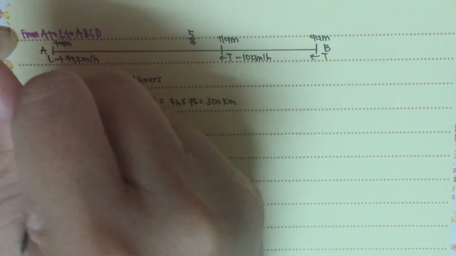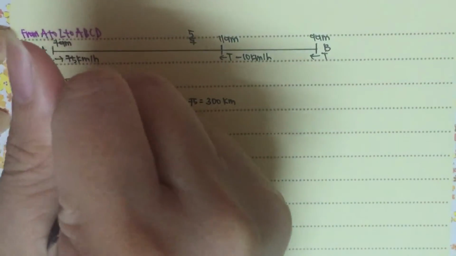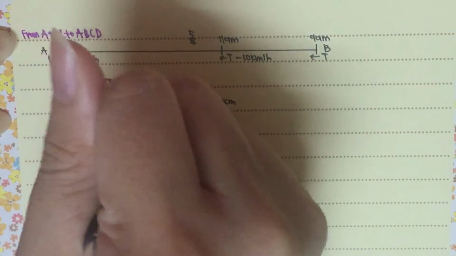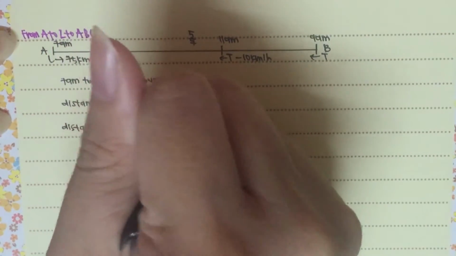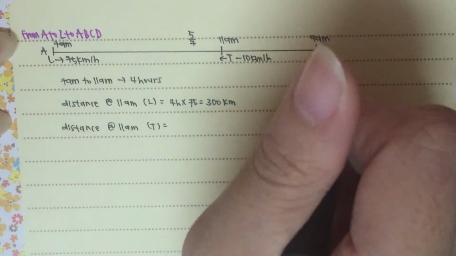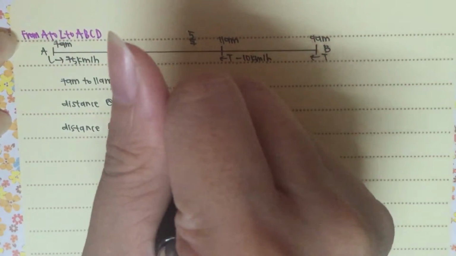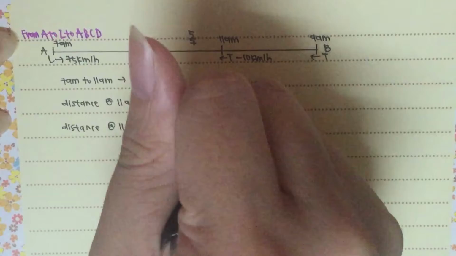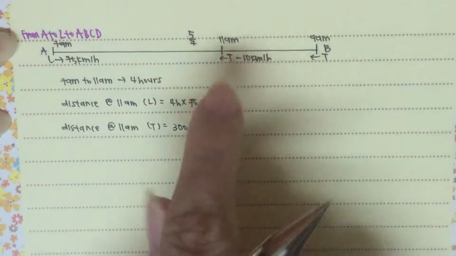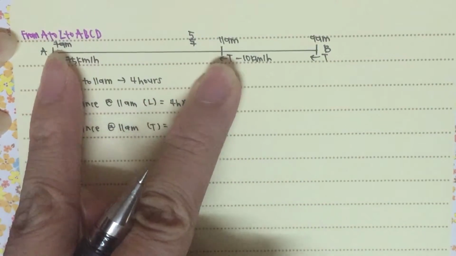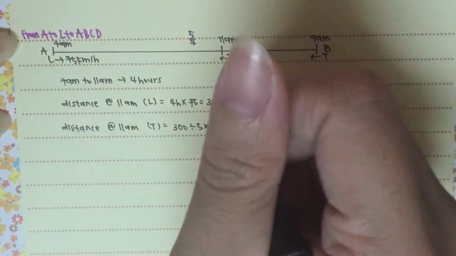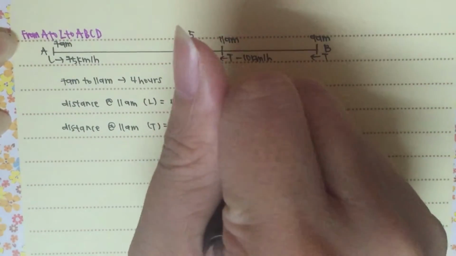Then the distance at 11 a.m. for Mr. Tan, because this will be 5 units of the total 7 units. So basically, I will just need 300 divided by 5 times 2. Because 300 is 5 units, now I need to find how much is 2 units. And this will give us 120 km.